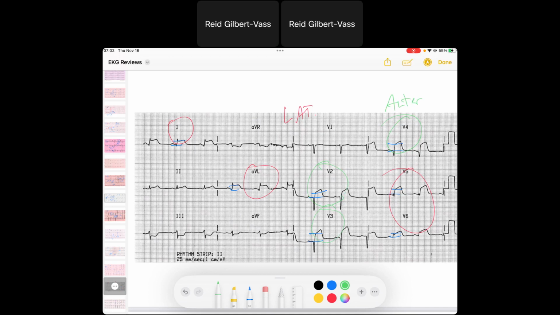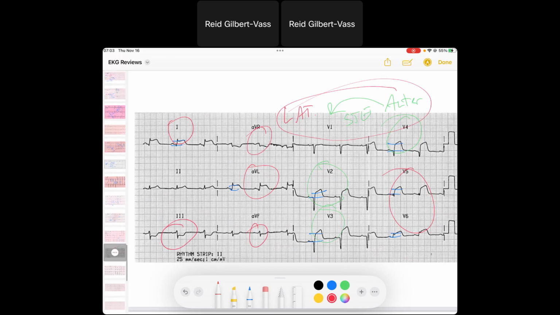So this is anterolateral ST elevation with some reciprocal changes with ST depression in lead 3. Maybe some in AVF, definitely some in AVR. So that would be the reciprocal depression that we see. So we've got an anterolateral STEMI here.